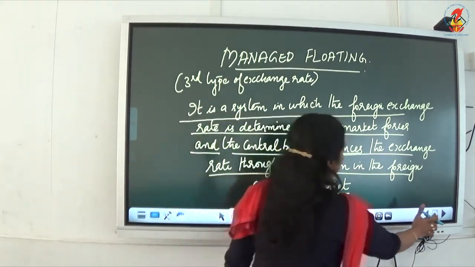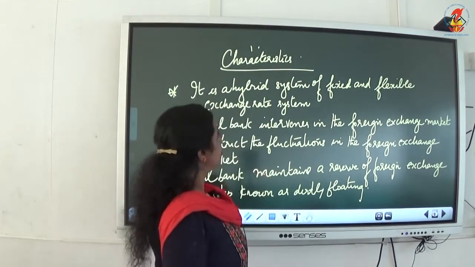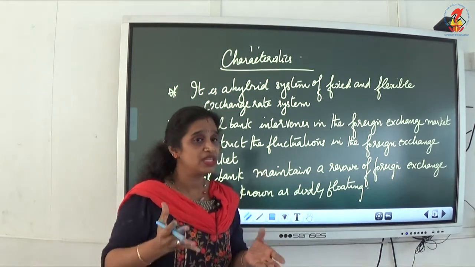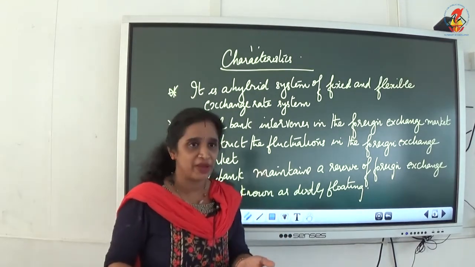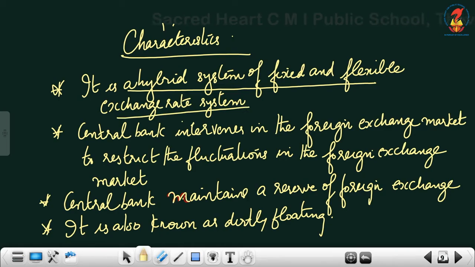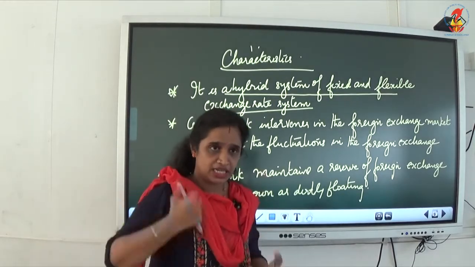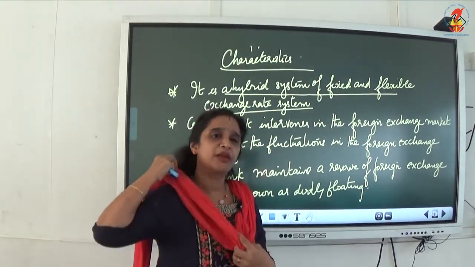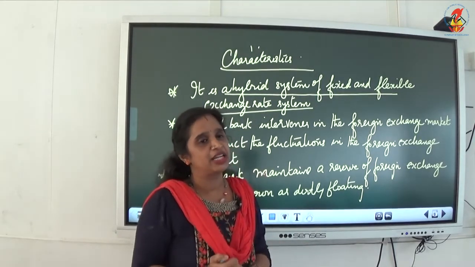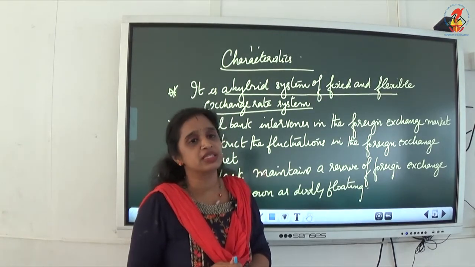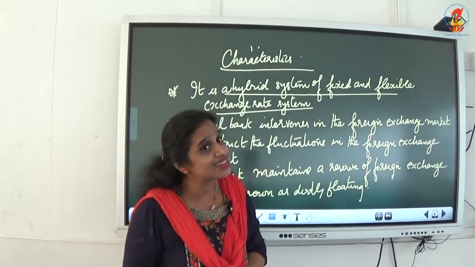Okay. So we can write down the features of managed floating. This is a system which combines both demand and supply as well as the central bank. Therefore, we can say this is a hybrid system of fixed and flexible exchange rate systems. So the government, the central bank as well as the forces of demand and supply are all involved in it. Definitely the central bank will be influenced by the government of each and every country. So that is why it is known as a hybrid system between the flexible and fixed exchange rate systems.